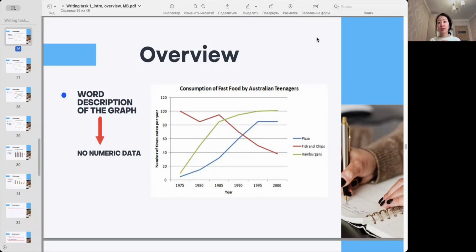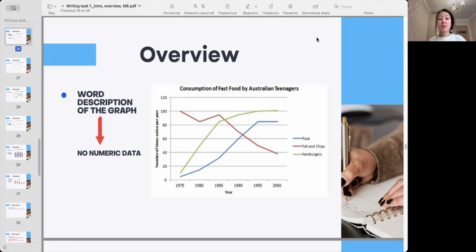It is the second part of your graph description, and I can say that it is one of the most important parts. Because if your description does not have the overview, you will lose a lot of bands, especially in task achievement and coherence and cohesion criteria. Okay, so what is an overview? Overview is a word description of the graph.